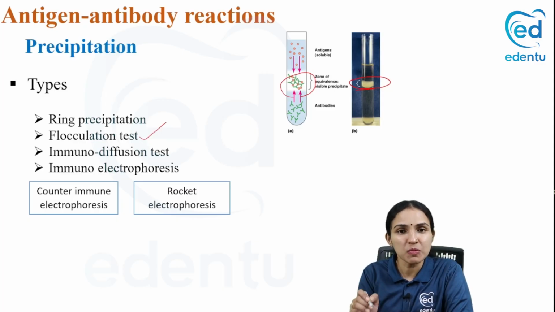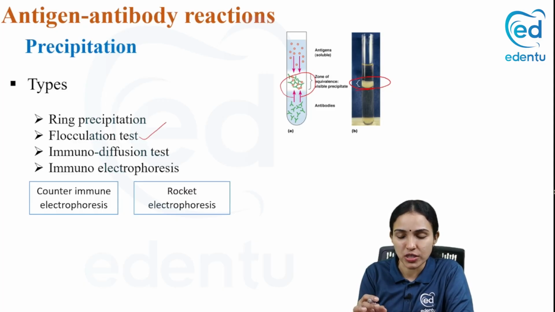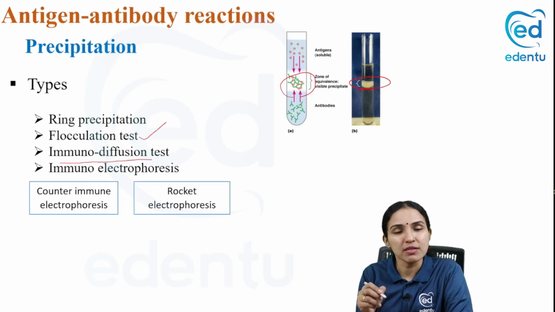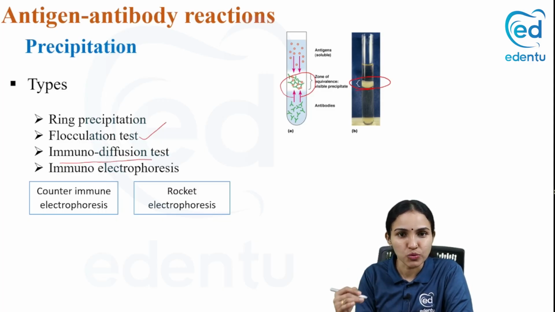Then if you do precipitation reaction in an agar gel, instead of doing it in a fluid, there will be diffusion of antigen and antibody into the gel. That is called immunodiffusion. So immunodiffusion is a type of precipitation when there is diffusion of antigen and antibody into the gel.